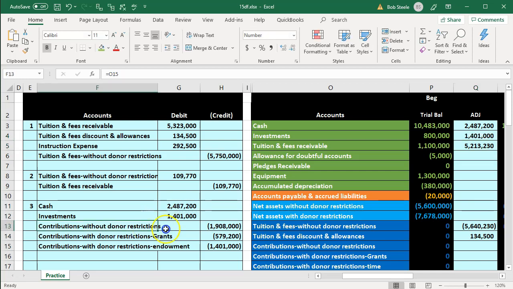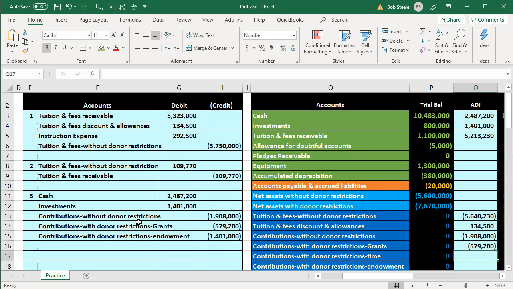And next we have the contributions without donor restrictions. That's going to be down below. Here's the contributions without donor restrictions. We are in cell Q15. Within Q15, we're going to say equals, point to that $1,908,000. Next, we've got the contributions with donor restrictions with relation to grants. So here's that account. We are in cell Q16, equals that $579,200.